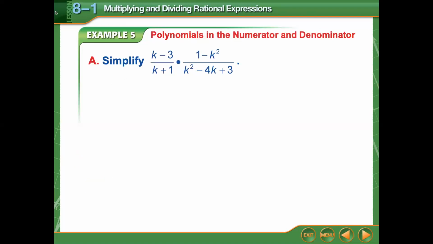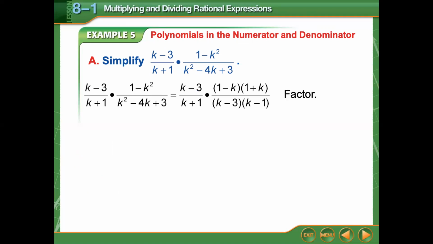Okay, example 5. We have k minus 3 over k plus 1 times 1 minus k squared over k squared minus 4k plus 3. These are a little different because these are polynomials. They're not monomials. So what we have to cancel out is what's inside the parentheses has to be the same top and bottom. So here we have k minus 3 over k plus 1. We're going to leave that alone.